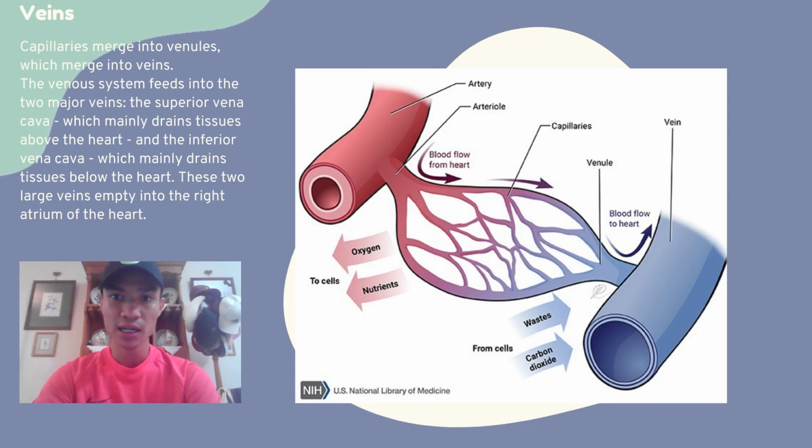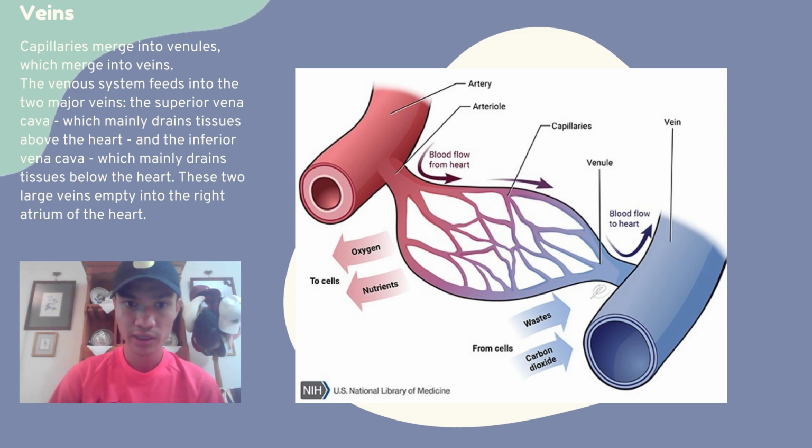Okay, as you can see, this is an image of veins. Capillaries merge into venules, which merge into veins. The venous system fits into the two major veins: the superior vena cava, which mainly drains tissue above the heart, and the inferior vena cava, which mainly drains tissue below the heart. These two large veins empty into the right atrium of the heart.